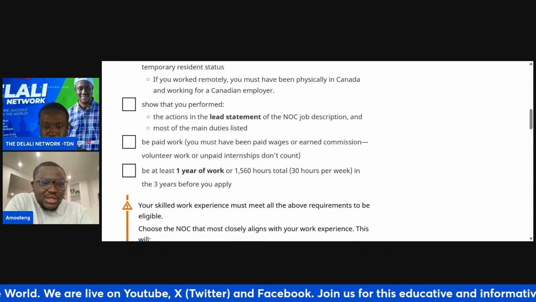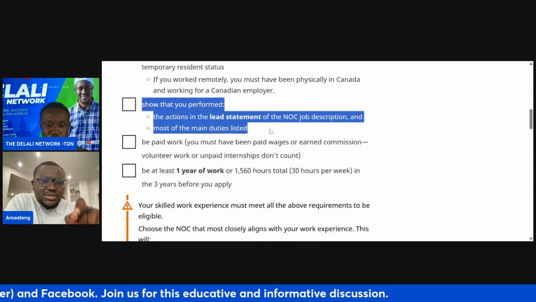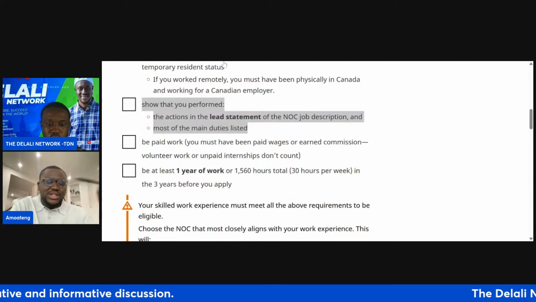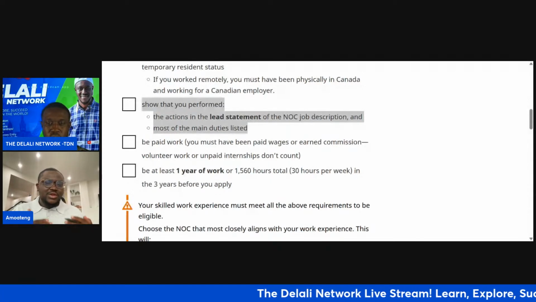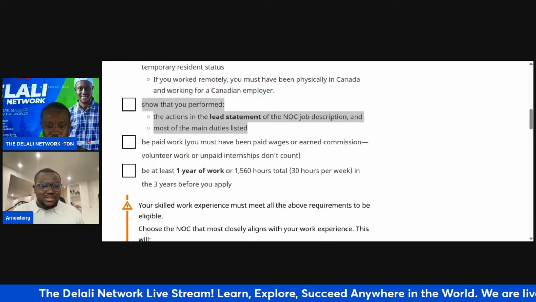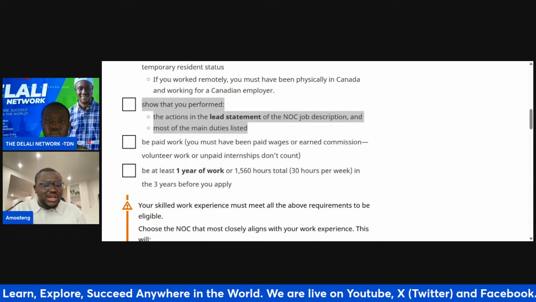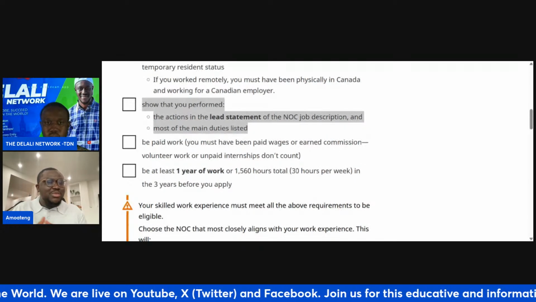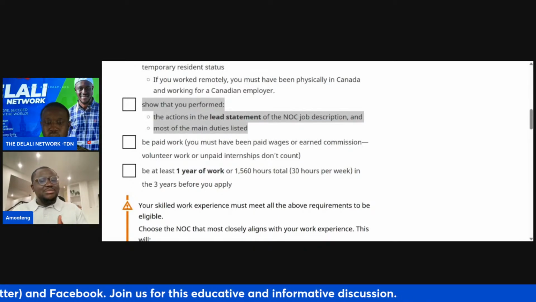Okay. So see, the third point, they are saying that you should show that you performed the actions in the lead statement of the NOC job description. Just like we said, every occupation has an NOC code, and when you go under that code, they have some responsibilities or descriptions that IRCC has placed there, right? So for the job that you are doing to be classified under that NOC code, whatever role or responsibility you are doing should match that. It shouldn't be the same thing verbatim, copy to copy. No, it should be similar to it.